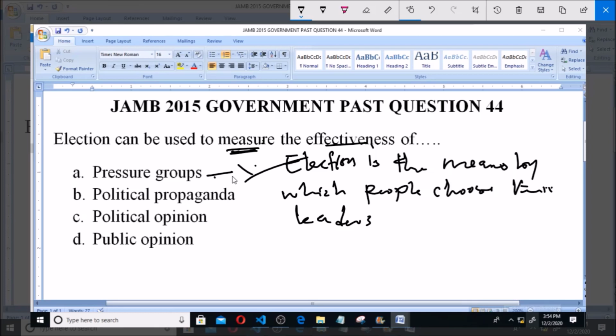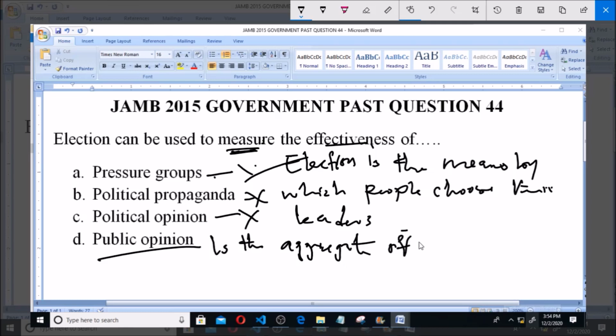B, political propaganda, no. C, political opinion, no. D, public opinion. You can use election to measure public opinion. And when we talk of public opinion, it is the aggregate of the people's thoughts or ideas. So option D is correct.